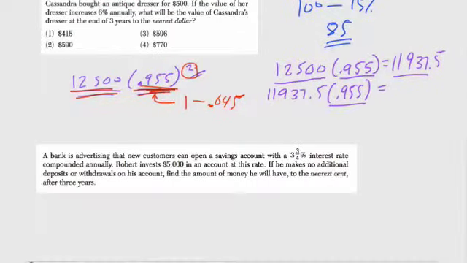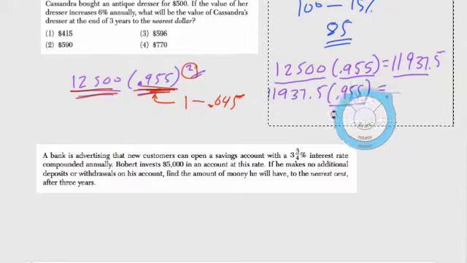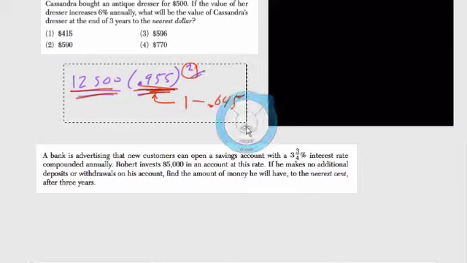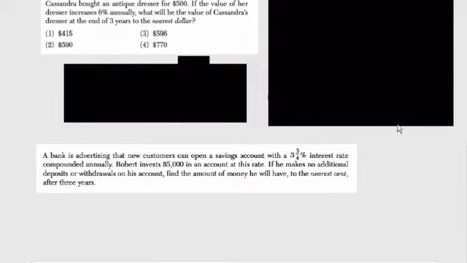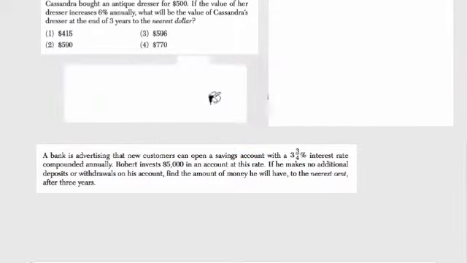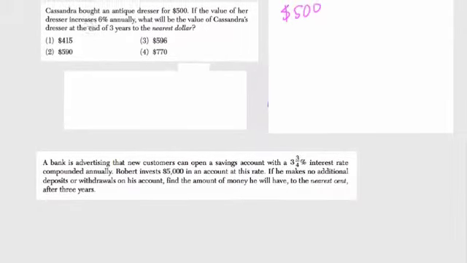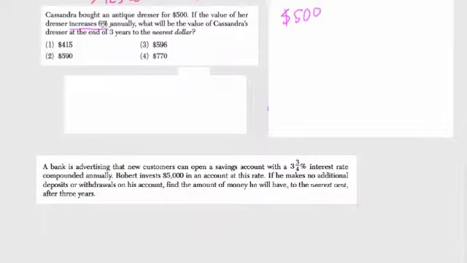Okay, so this one is another exponential problem, but instead of losing value, it's growth. Let me clear these spots off so you can see. Cassandra bought an antique dresser for $500. So the starting value is $500. If her dresser increases in value by 6% annually, what will the value be after 3 years to the nearest dollar?